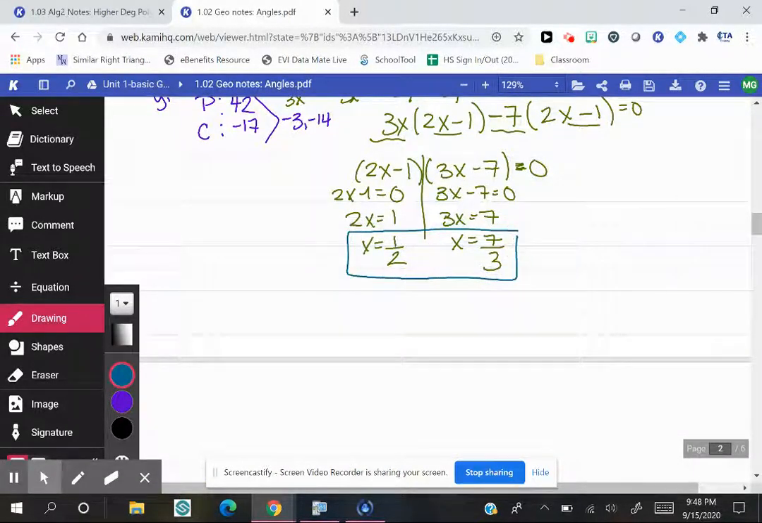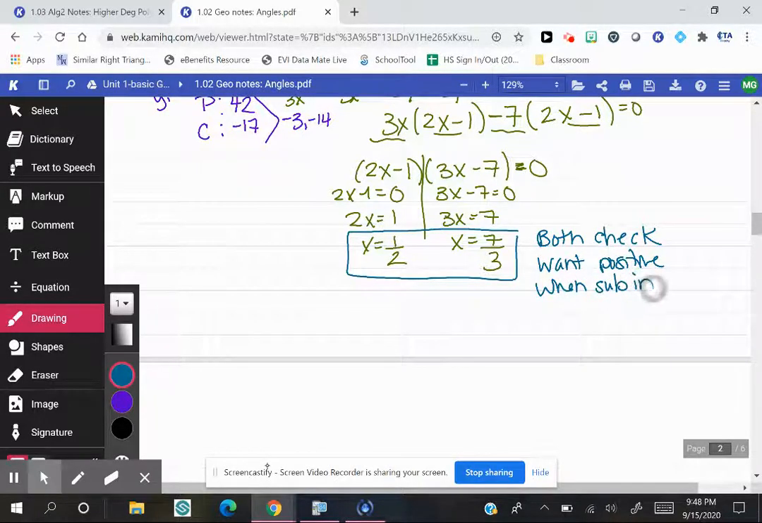All right, and hopefully you found now that those both check. And you want to make sure, again, that you have positive angles when you substitute them in. So you're subbing them in for those original expressions. All right, so 2 answers there.